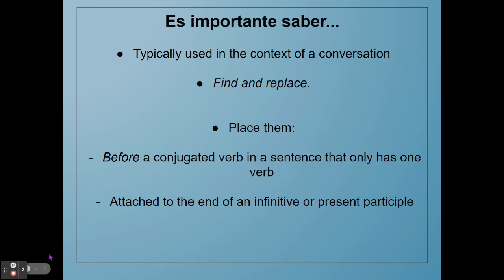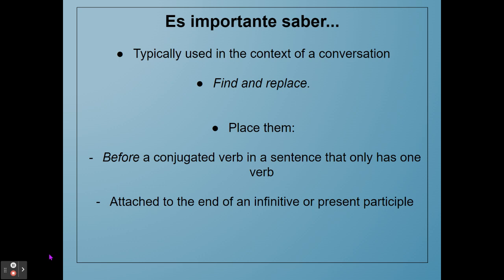Es importante saber, it's important to know this, that we typically use these in the context of a conversation. So as we get more accustomed to using object pronouns, you will see more complex question and answer situations in all likelihood, like what you saw in the example. However, for your purposes now, as you start getting used to using these, you will be finding them in a sentence and rewriting the sentence where you replace the direct object with the correct direct object pronoun. So what you really need to do with direct objects is find the direct object in the original sentence and replace it with the correct direct object pronoun.